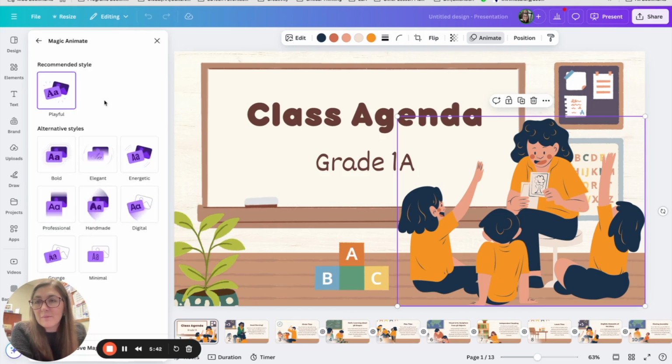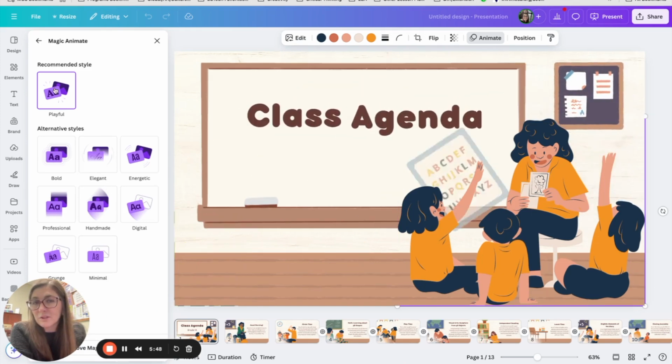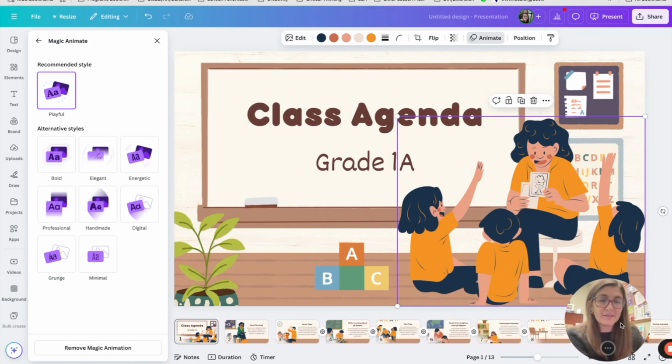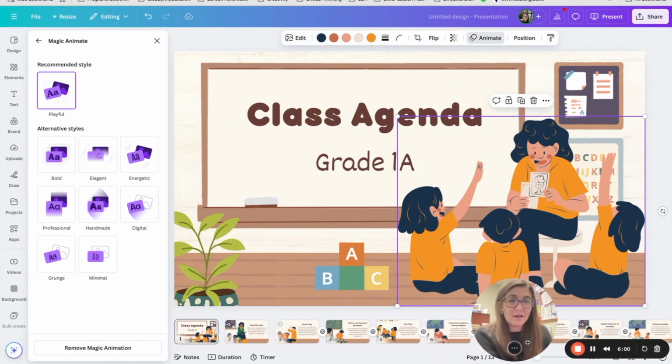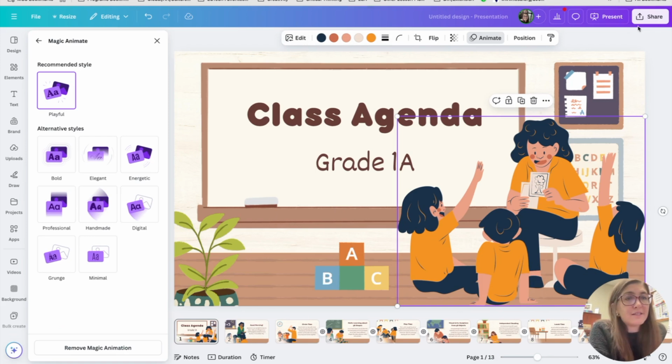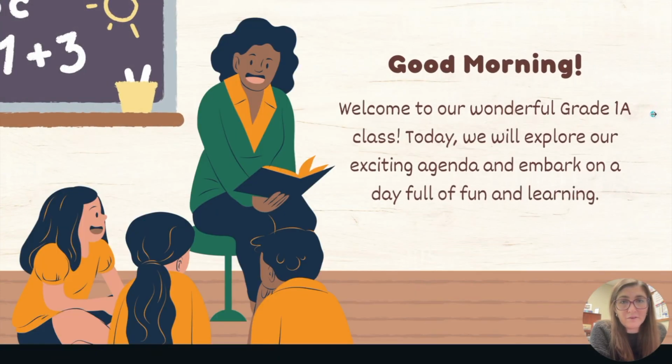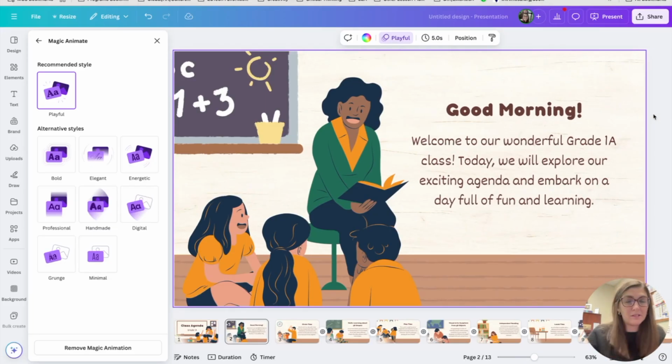So if I choose Magic Animate, it's going to recommend an animation style for me, or if I don't like the one they're recommending, I can choose a different one, but it's recommending playful. So I have that selected. So right now that is going to automatically set that animation for my entire presentation. So every single element in my presentation is now automatically animated. So now when I present, I'm going to have all those animations already built in.